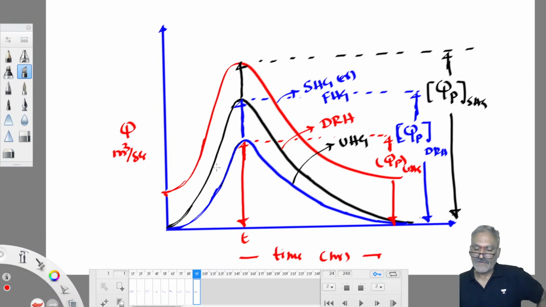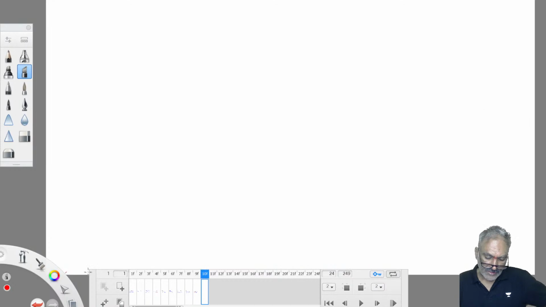Whenever the storm hydrograph is given, you are expected to find out the direct runoff hydrograph. From there, you are expected to find out the unit hydrograph. Whenever the unit hydrograph is given, you are expected to find out the direct runoff hydrograph. From there, you can find out the storm hydrograph or flood hydrograph. Understood now?